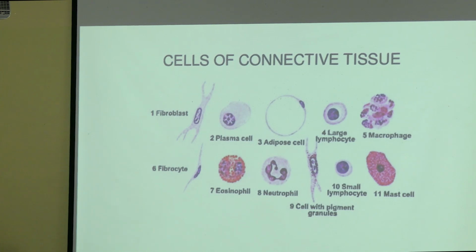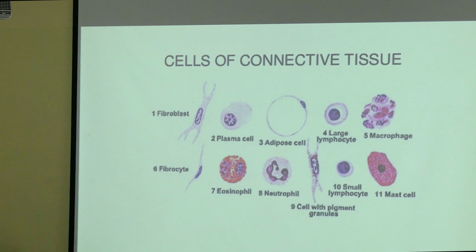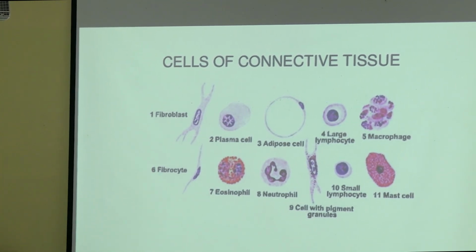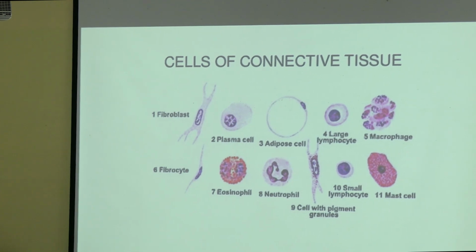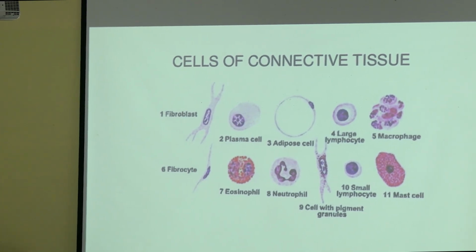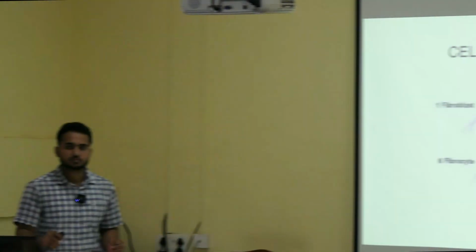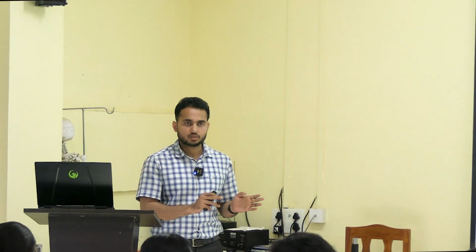So now we'll be discussing the fixed cells, because free cells you have already studied in physiology. I know that the functions are the same. So without wasting time, we'll directly go into the fixed cells. In fixed cells, which is the most abundant cell? Any guess? I have shown you the list. Among them, which is the most abundant cell?